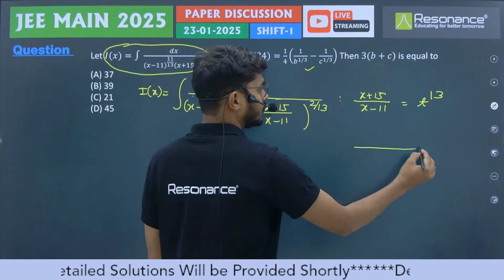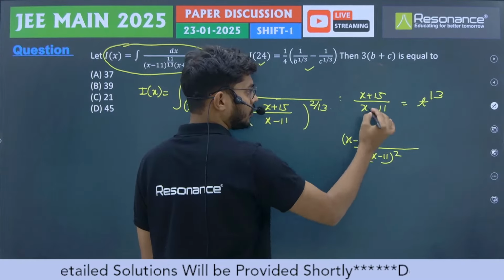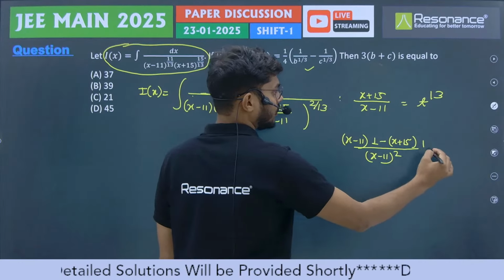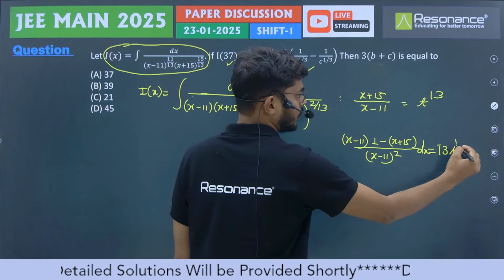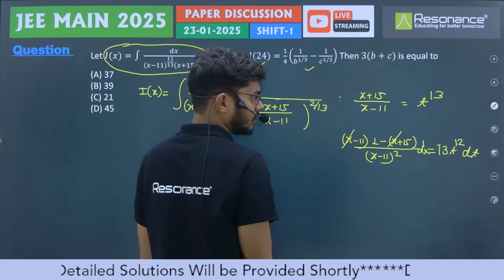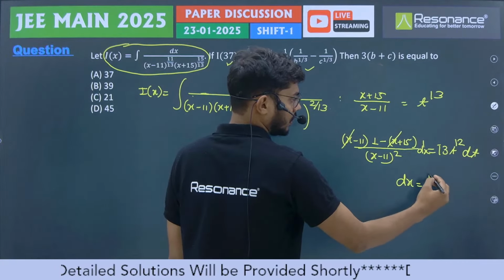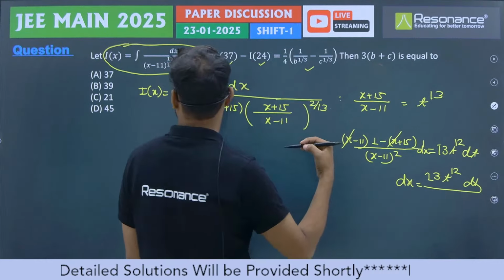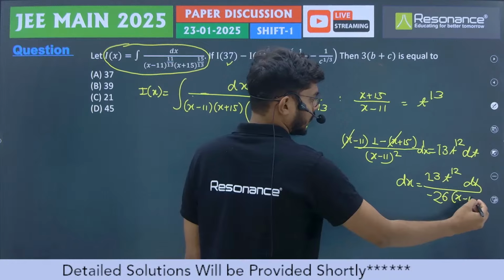I will differentiate this. So what is the differentiation? (x minus 11) whole square, x minus 11, differentiation of this is going to be 1, minus x plus 15, differentiation of this is going to be 1, dx, equals 13 t to the power 12 dt. X and x cancel out. I got minus 26. That is the value of dx. What is dx going to be? Minus 13 t to the power of 12 dt upon minus 26 (x minus 11) whole square.